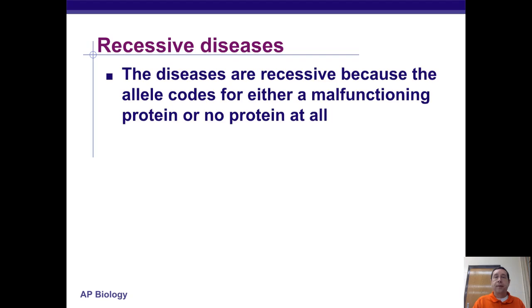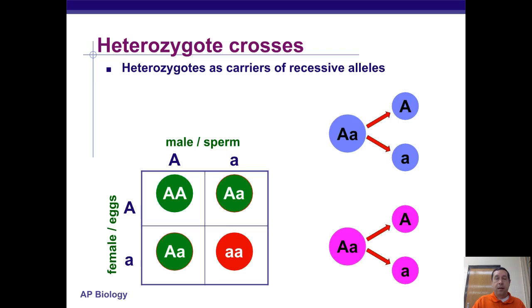So sometimes you have these recessive diseases because you have a malfunctioning protein, or no protein is being produced at all because of the mutation there. Heterozygous individuals are often referred to as carriers for these recessive diseases because they have one good copy that normally compensates for the bad copy. In heterozygote crosses, you can have a 1 out of 4 chance of having that particular recessive disorder.